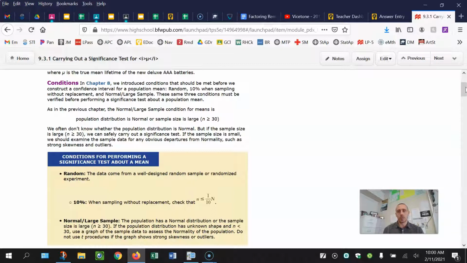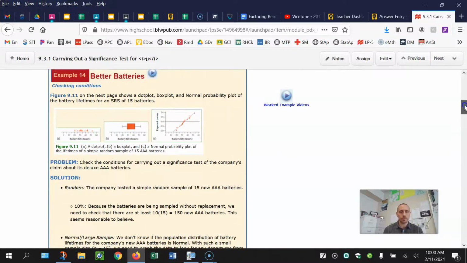Now it's the normal/large sample condition. Just like we did in section 8.3, we either have the population normally distributed, the sample size at least 30, or we have to create a graph to see if we have strong skewness or outliers.